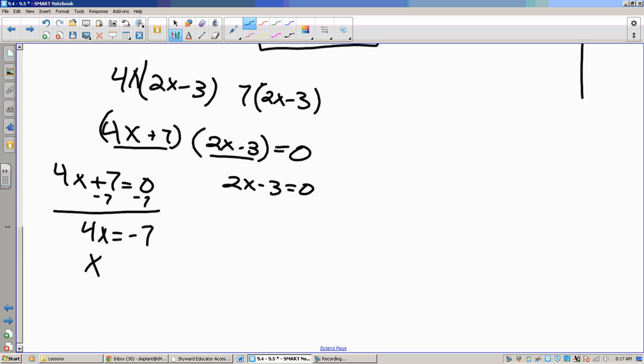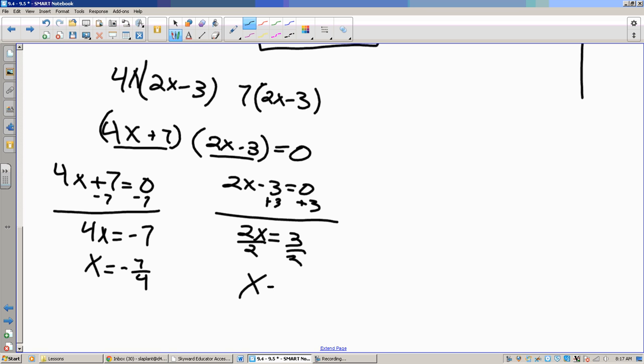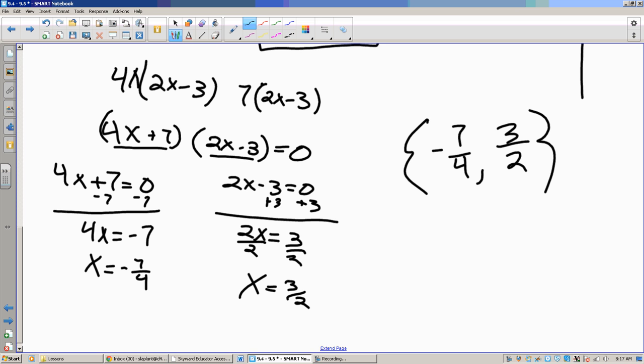Then we have x equals negative 7/4, so I just divide both sides by 4. Then this one is going to be 3/2. I can already see it. I'm going to add 3 to both sides of the equation. 2x equals 3, so we divide by 2. x equals 3/2. So my solution set in this case is negative 7/4 and 3/2. And don't worry, because they may end up coming as fractions, especially when we're solving these.